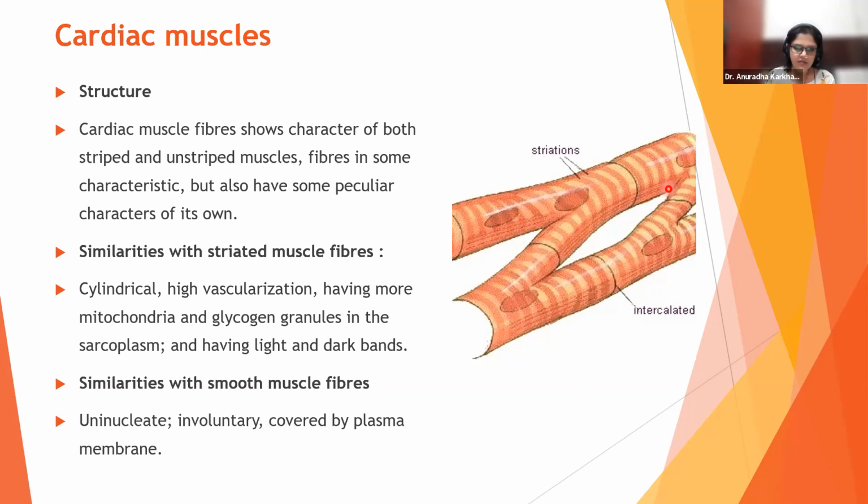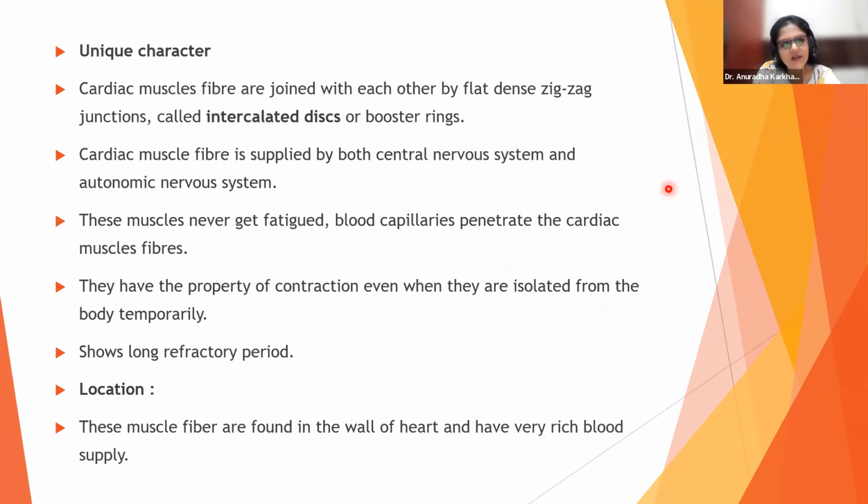Involuntary: the contraction of heart muscles is not in our hands. And it is also covered by the plasma membrane. It does not have sarcolemma. So these are the similarities between the two. So cardiac muscle will show some properties of skeletal muscles, some properties of smooth muscles. Fine. Understood? Simple. What is the unique characteristic?